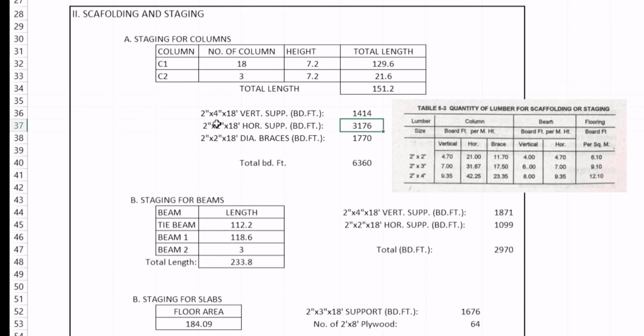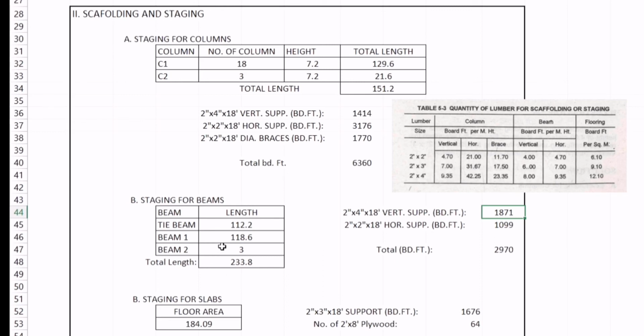Meron din nagagawin sa horizontal support. So, pinapili natin is 2x2. Yan. 2x2 horizontal is 21 na i-multiply sa ating total length. So, 3,176. Tapos, sa diagonal braces, 2x2 pa rin, which is equals to 11.7. So, total length multiplied by 11.7, then round up is equals to 1,770 board foot. Then total na board feet na gagamitin is 6,360 board feet. Sorry sa pagbasa, board feet pala yun.